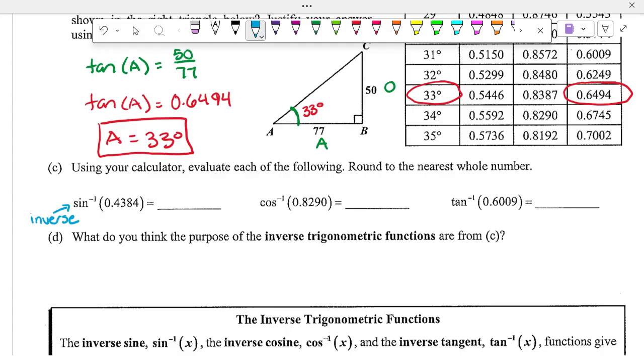Now, how do we do that in your calculator? Well, it's very straightforward. Refer to the poster over here for how you get the inverse in your calculator. Do not just hit the sine key and try and raise it to the -1 power. It's not going to work. You have to hit second, and then whatever key you're trying to use, so sine, cosine, or tangent, and that will give you the inverse.